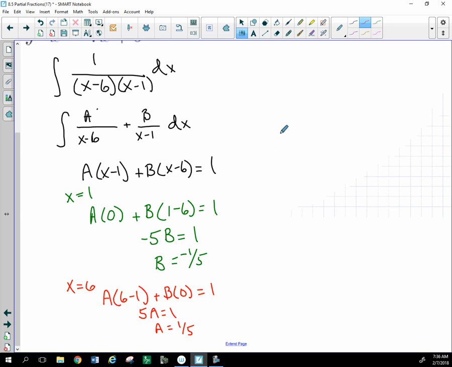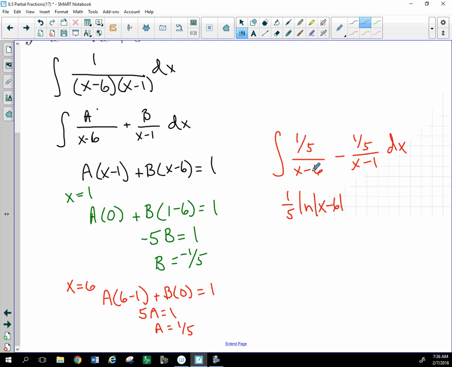So now I've got this integral that I'm going to deal with, where A is 1/5 over x minus 6, minus 1/5, which is B, over x minus 1, dx. And so then I'm going to go ahead and integrate this thing. When I integrate this, remember that these are constant multiples. So I end up with 1/5 the natural log of x minus 6, because it's u prime over u.